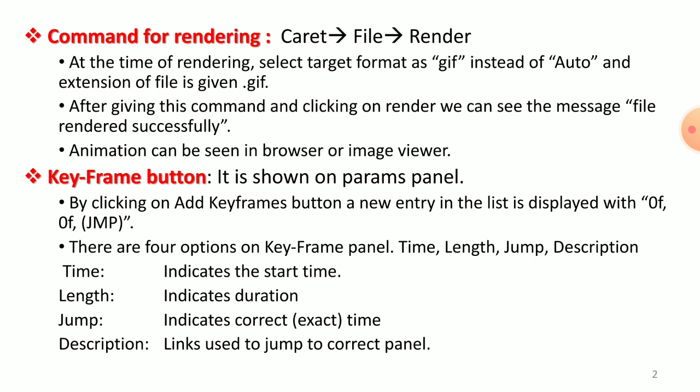There are 4 options on keyframe panel. First is the time, second length, third jump, and fourth is the description. First time indicates the start time. Length indicates duration. Jump indicates correct exact time. Description links used to jump to correct panel. That is a keyframe panel.